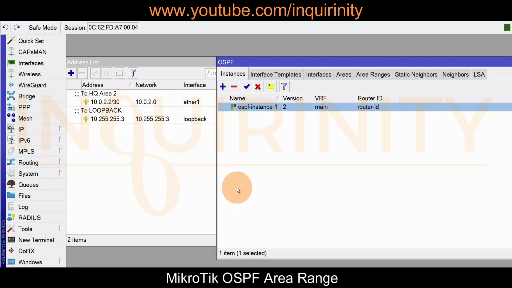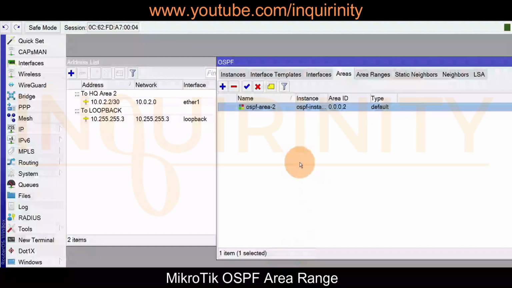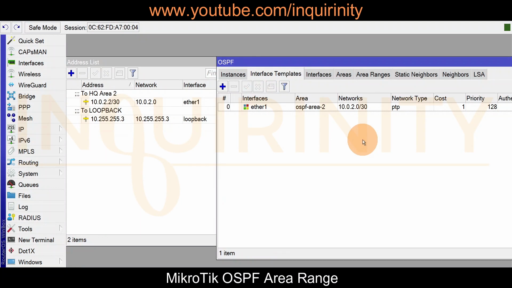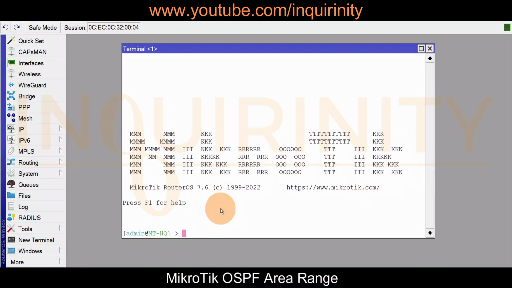And as for site 2 OSPF, we have instances. We have one instance and we make use of this router ID name. In the area, we have only one area, that is area 2, with the same, matching area ID as for our HQ. And finally, our interface templates. We have going to HQ on ether1, OSPF area 2, and for this example, we configure the network 10.0.2.0/30.